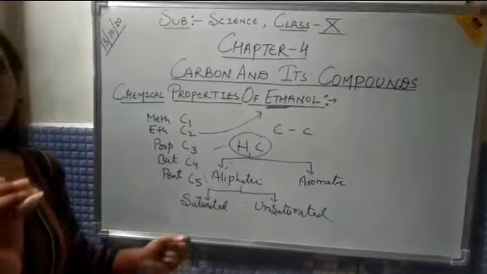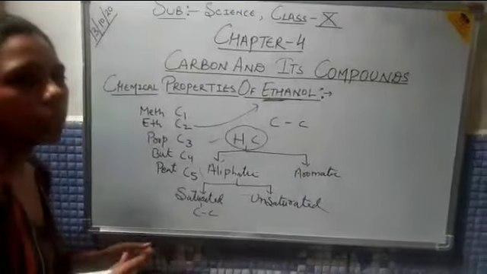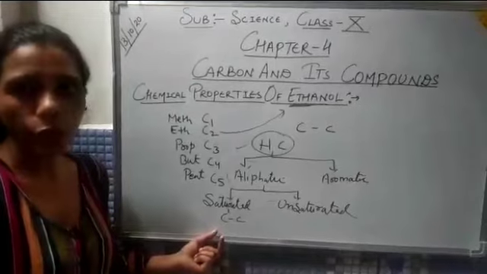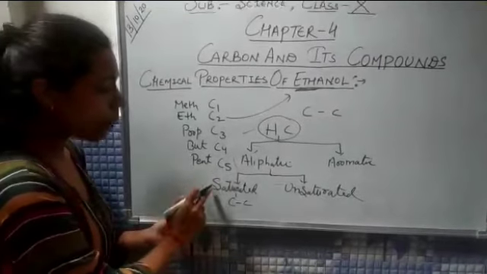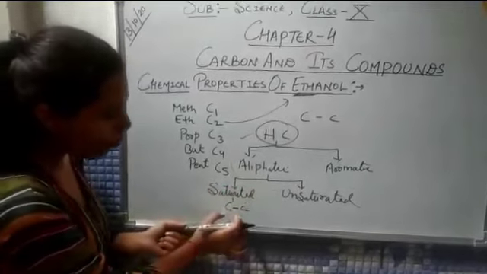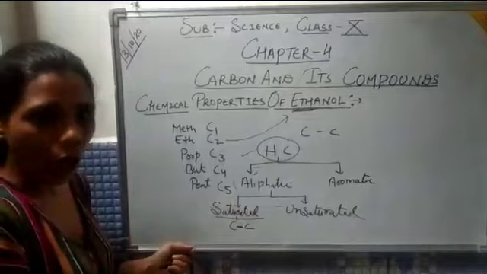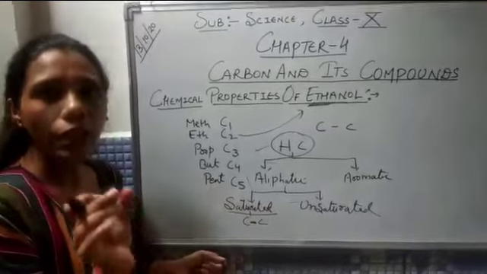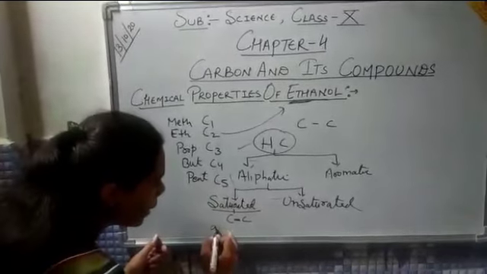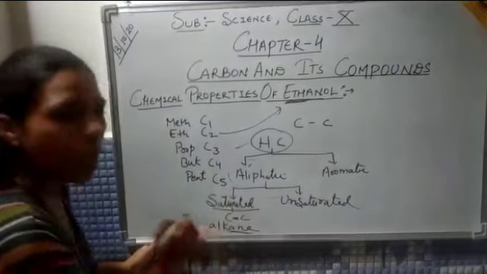If a carbon-carbon single bond is present, then we can say it belongs to the category of saturated hydrocarbons. Again I am telling, if the compound is made up of carbon-carbon single bonds, then we call it a saturated hydrocarbon. And we give the specific name for it, that is alkane. If the carbon-carbon single bond is present, then we use the word alkane.